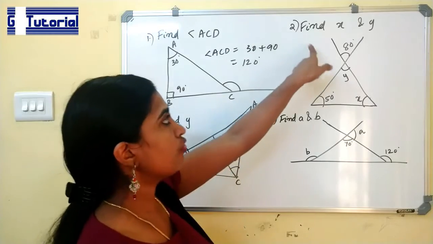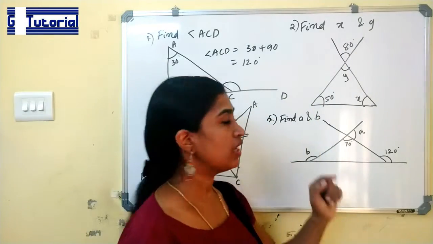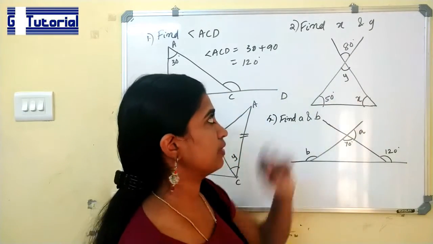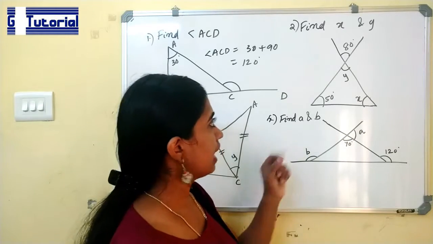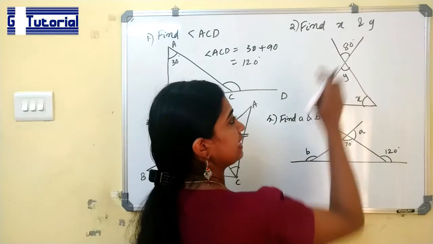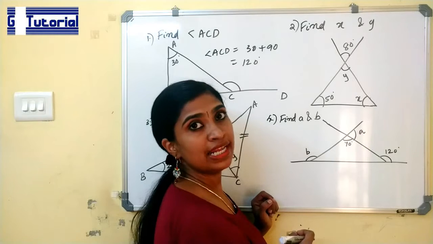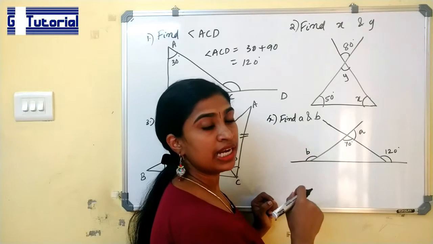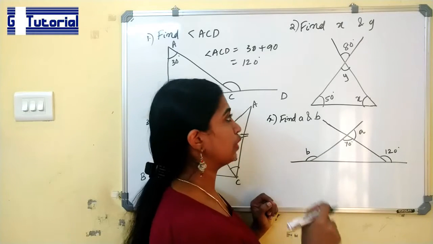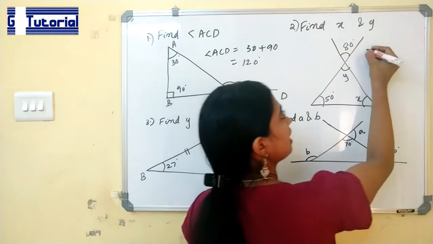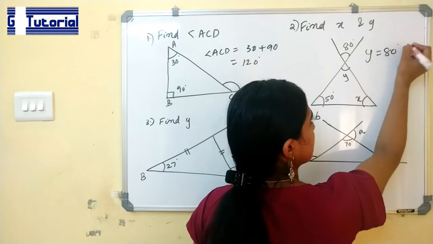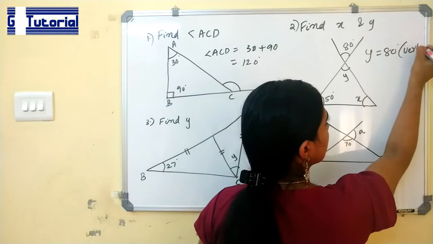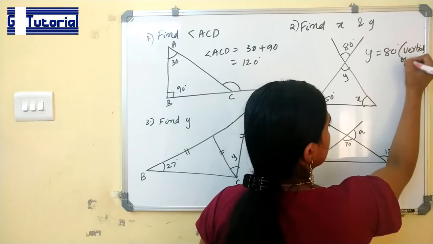Next question. Find X and Y. Here we are asked to find the value of X and Y. Y and 80 degrees are vertically opposite angles. Vertically opposite angles are always equal. So Y is equal to 80. The reason is that they are vertically opposite angles.